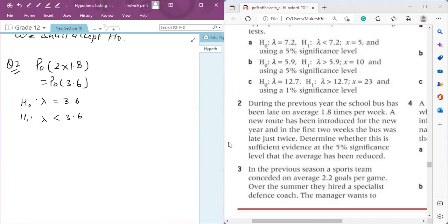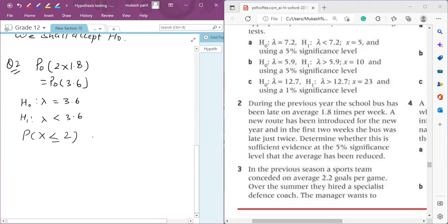Now determine whether, for the new year, in the first 2 weeks the bus was late just twice. Just twice means only 2 times, so we have to look for the probability of x less than or equal to 2. As we know, we always use this one.